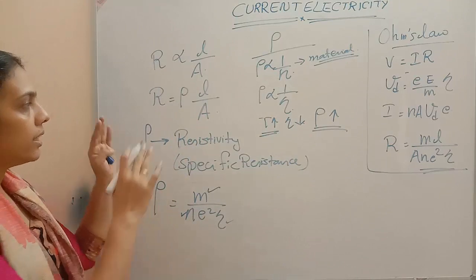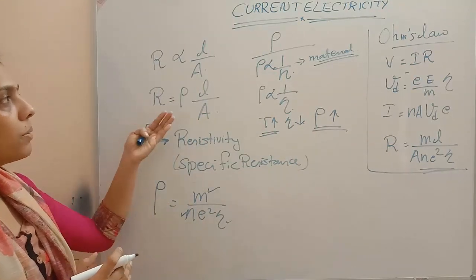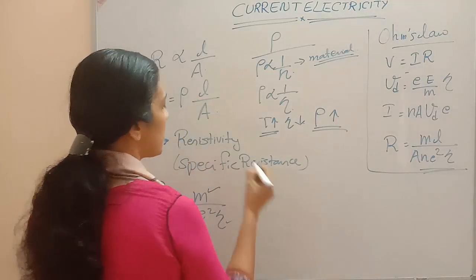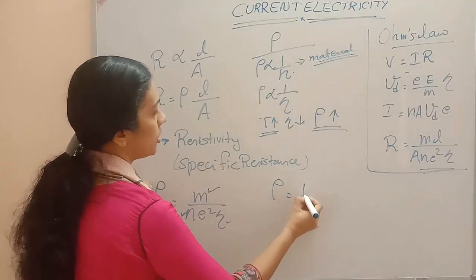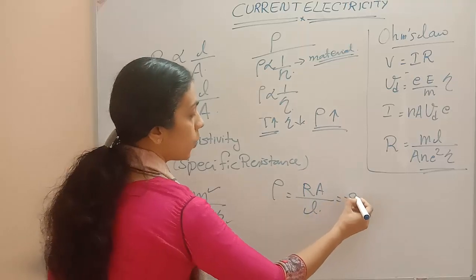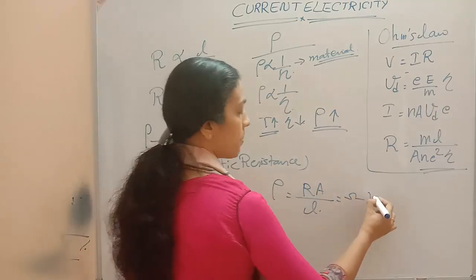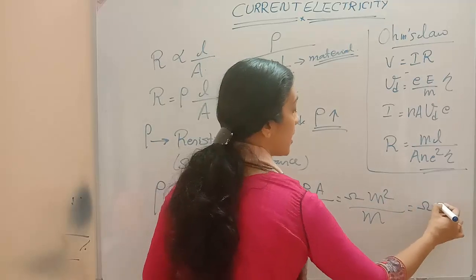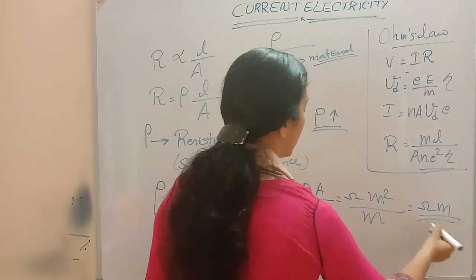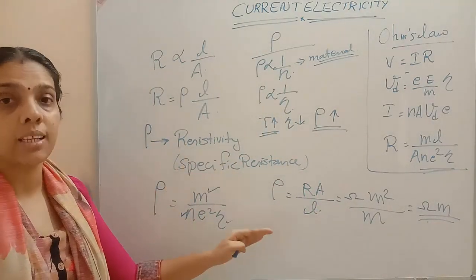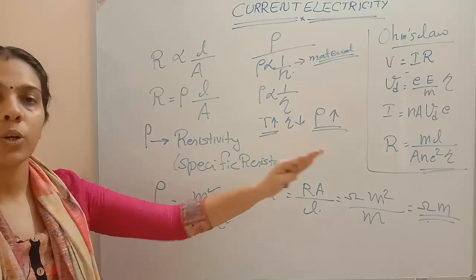Okay, so clear about this. What will be the unit of this resistivity? If I write one equation for resistivity, it will be RA divided by L. R is ohm, A is meter square, divided by meter. So we will get ohm meter. Okay, the unit of resistivity is ohm meter.